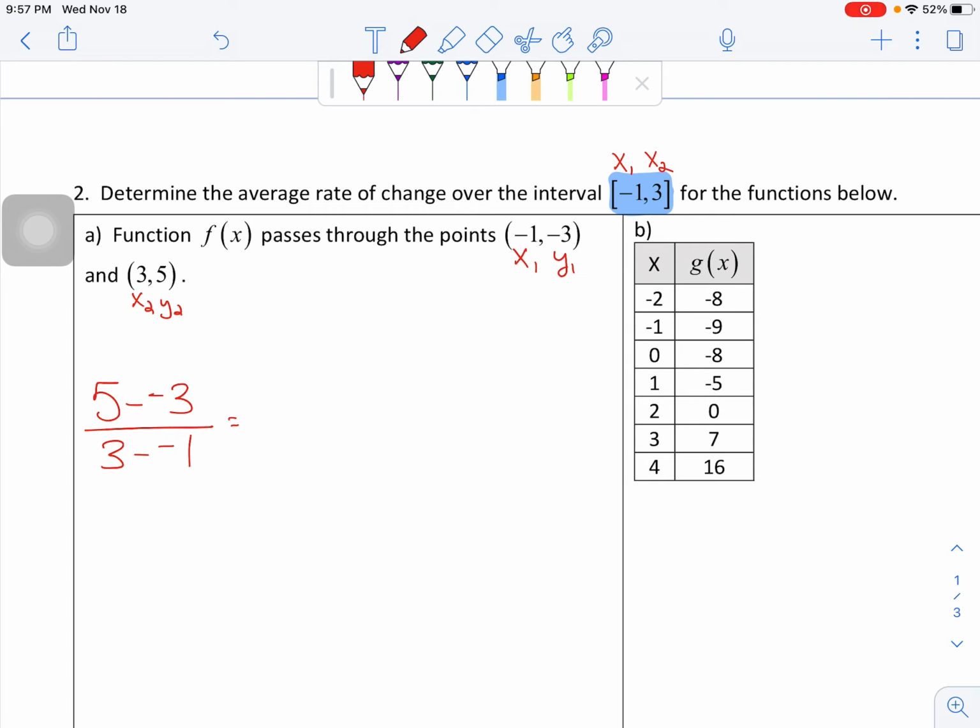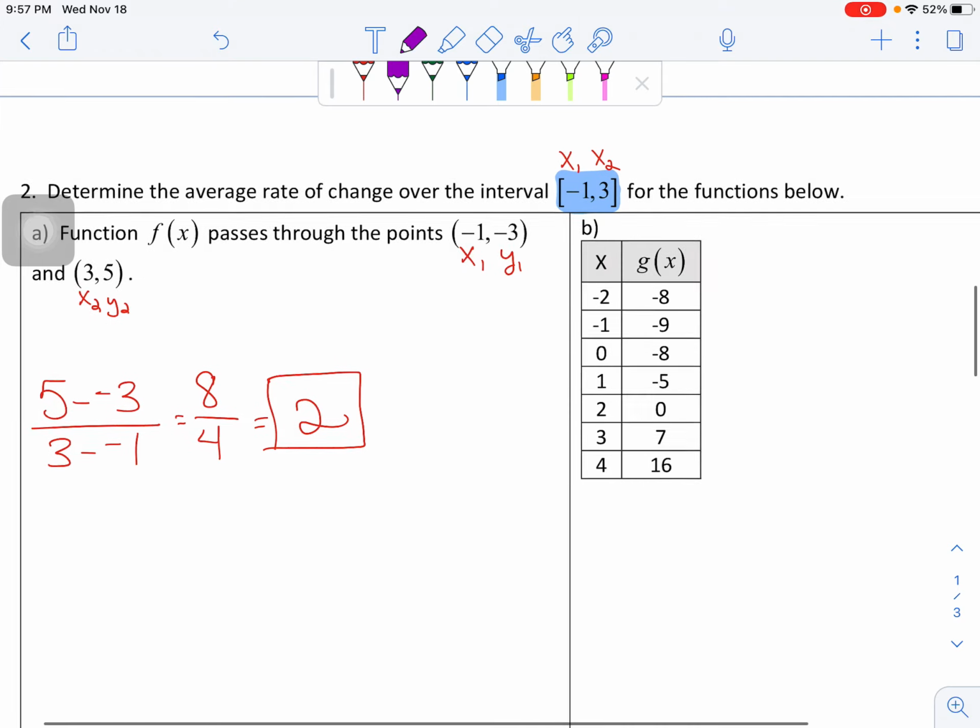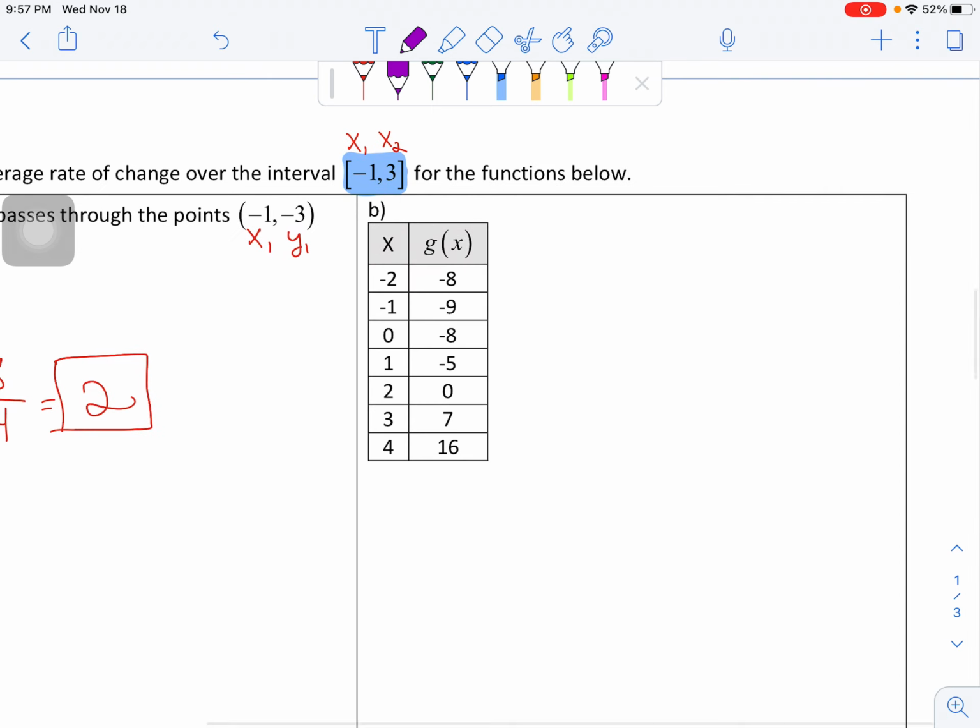All right, be really careful with your negative signs with these problems. So 5 minus -3 is going to be 8, and 3 minus -1 is going to be 4. So 8 over 4 should be 2. All right, so we have the average rate of change for part A just using our ordered pairs. I'm going to slide on over to part B here.